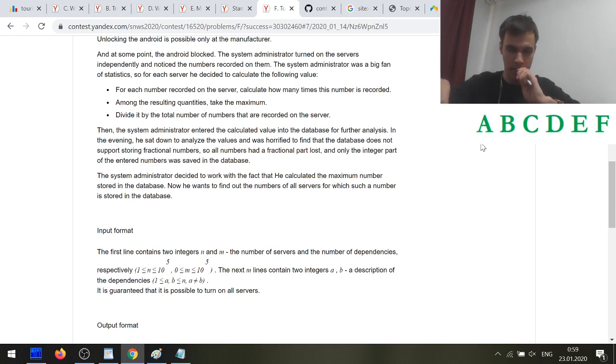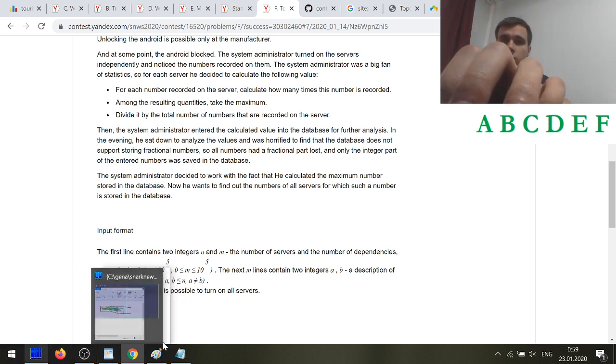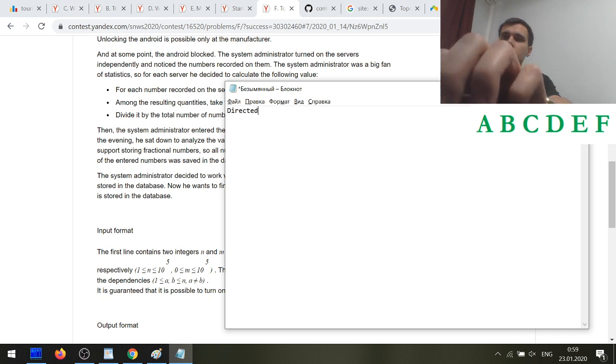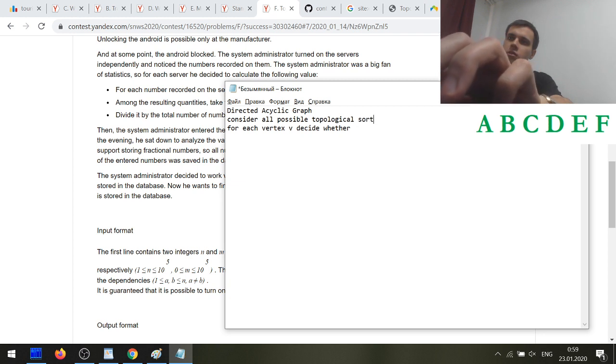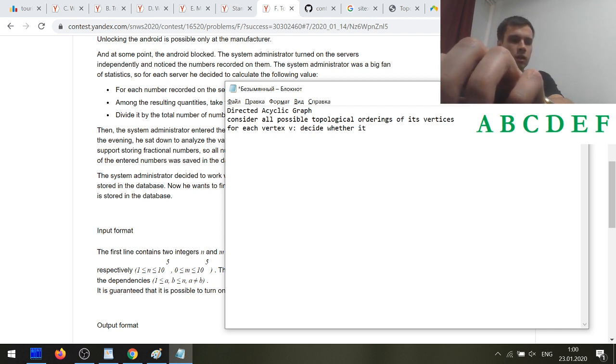Well, so yeah, I guess I can explain at least roughly what is given here. So the problem is we have a directed acyclic graph, and for each vertex v we want to decide whether, consider all possible topological sortings, like orderings of its vertices, and for each vertex v decide whether it is at the same position in all top sorts.